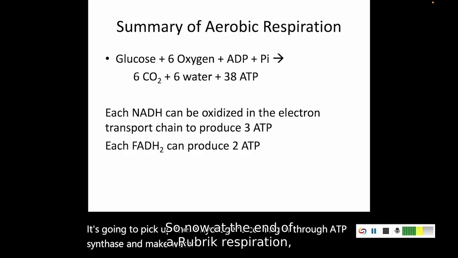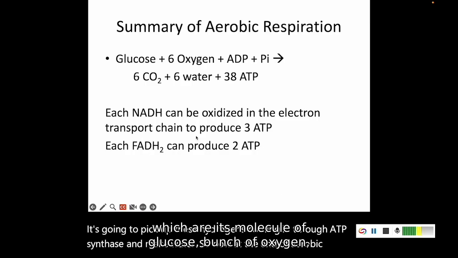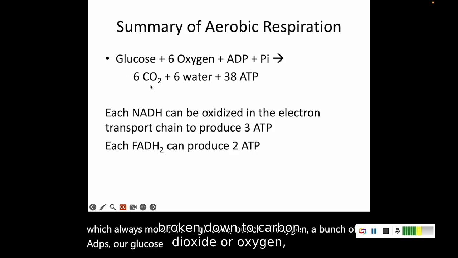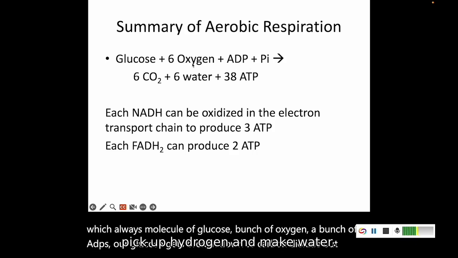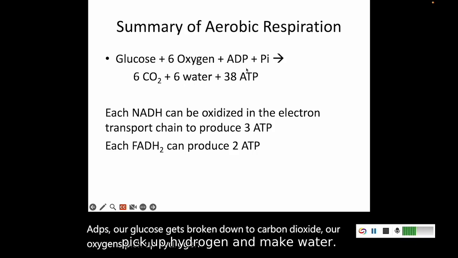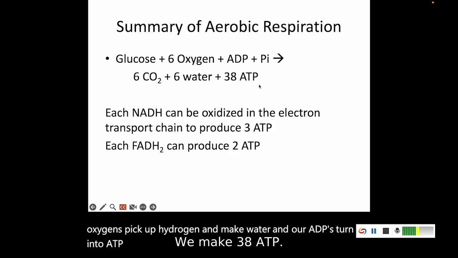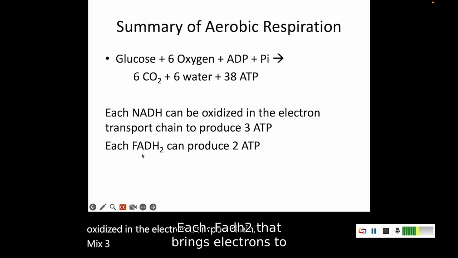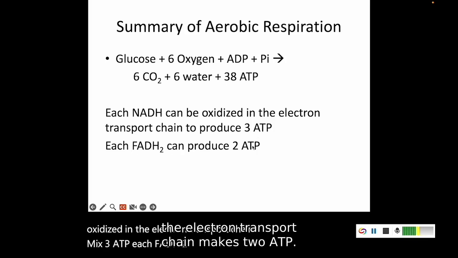So now at the end of aerobic respiration, we start with a molecule of glucose, a bunch of oxygen, a bunch of ADPs. Our glucose gets broken down to carbon dioxide. Our oxygens pick up hydrogen and make water. And our ADPs turn into ATP. We make 38 ATP. As again, every NADH that can be oxidized in the electron transport chain makes 3 ATP. Each FADH2 that brings electrons to the electron transport chain makes 2 ATP.